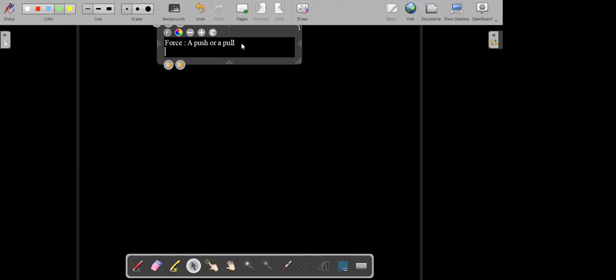Here we define force something like this. We say that it is an interaction between two objects. So force is an interaction between two objects that tries to change the state of motion and shape of the object.